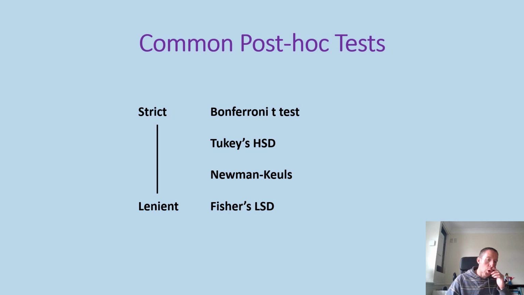And then at the more lenient end, you've got something called Fisher's least significant difference. Okay, so Fisher's LSD is the most lenient. It is basically just doing 3 t-tests without any controls. And it's been suggested that you can safely use it when you're comparing a small number of groups, like 3 groups. I would say don't use Fisher's LSD, because even with 3 groups, it inflates the type 1 error rate to about 14%.